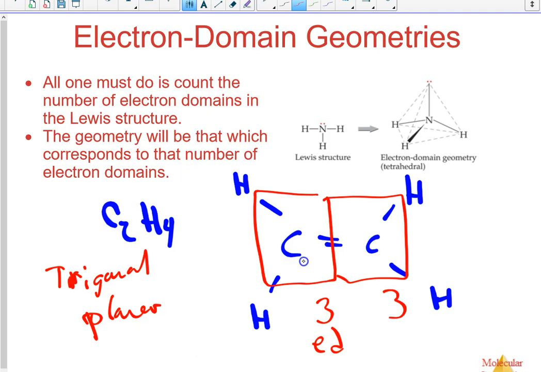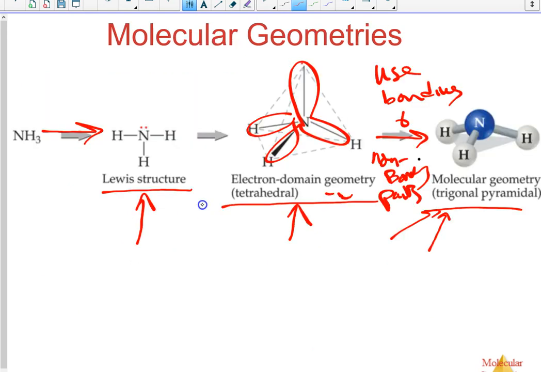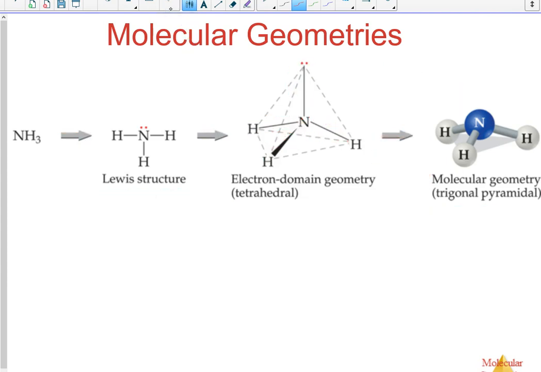Anyway, this process of finding the electron domains is important and leads us to the more important topic, which is the molecular geometry. It comes from the electron domain geometry. The only difference, if you'll look, is that the molecular geometry does not show the non-bonding pairs, but it shows evidence of the non-bonding pairs.